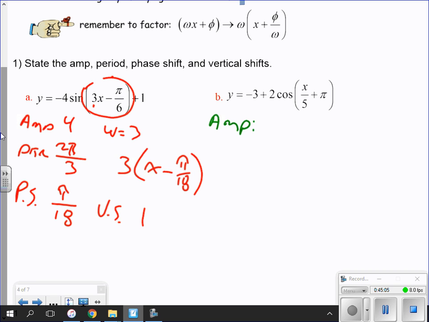Do we have anything else going on with that one? It's negative. Which means that it would do what? It would have a reflection. So flip the whole graph over. And a negative, by the way, can also be corrected by a phase shift as well. It's really kind of cool. Okay, amplitude. What's our amplitude on this one? 2. Remember, it's the number in front of the cosine. So our amplitude on this one is 2.